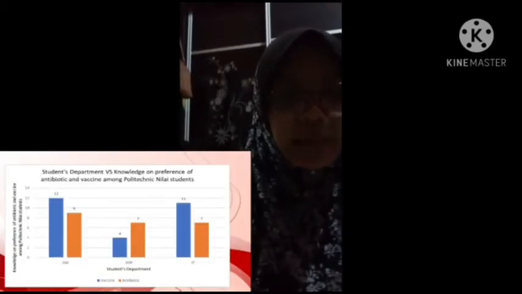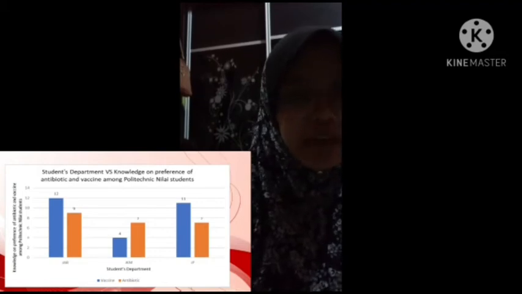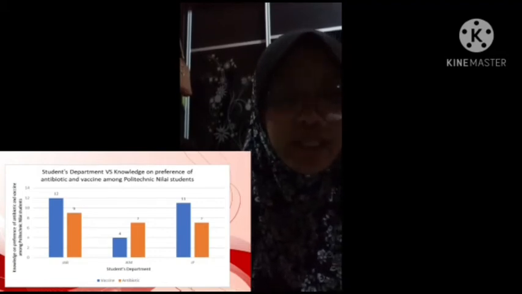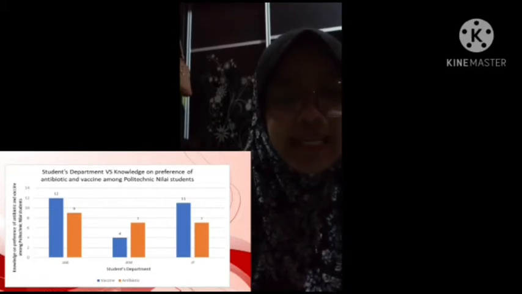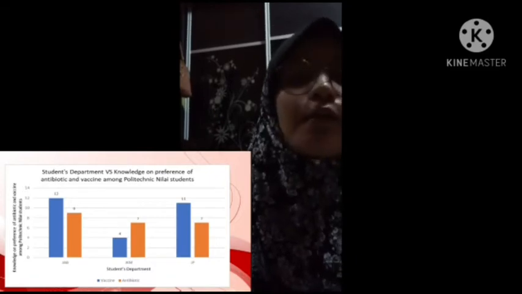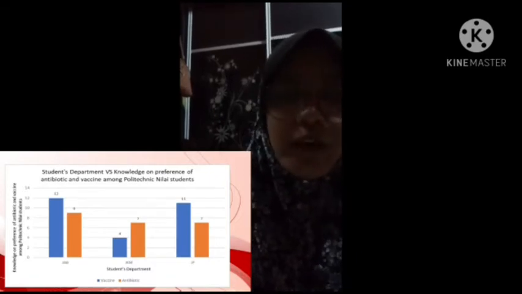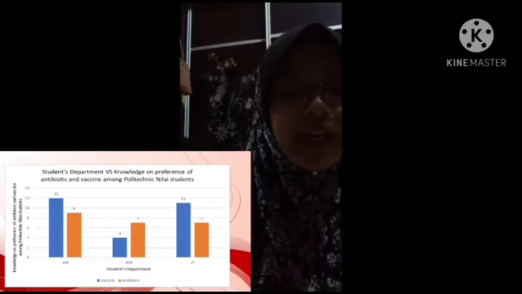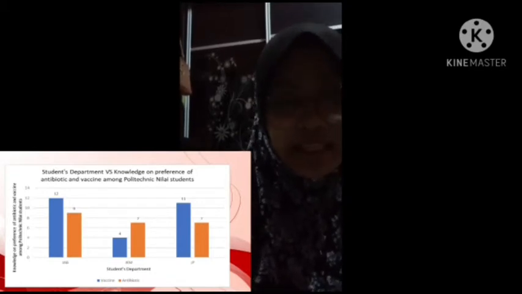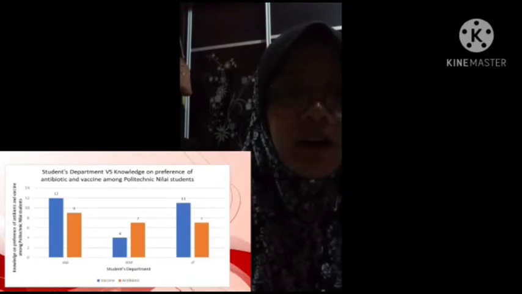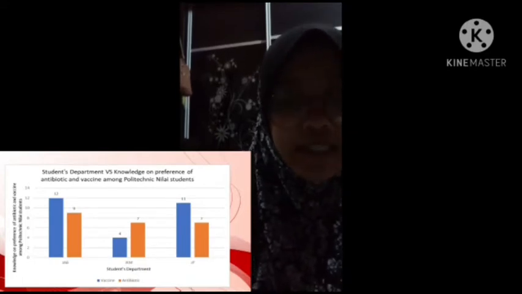The question number 5 represented in bar graph. For the bar graph that we know how many student department of Polytechnic Nilai prefer antibiotic or vaccine. From this point, 12 of JAB prefer vaccine and 9 of JAB prefer antibiotic. Second, the student department of JKM have 4 prefer vaccine.